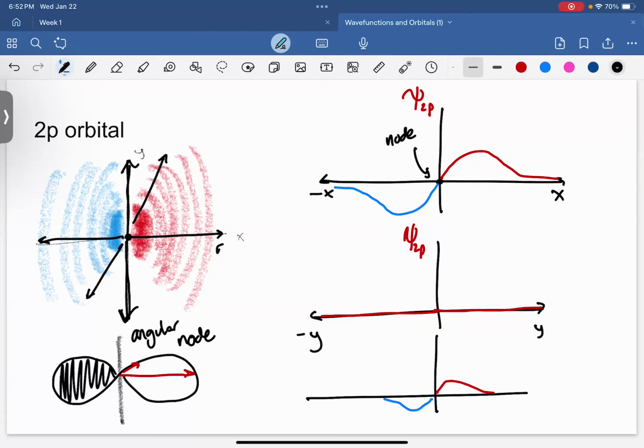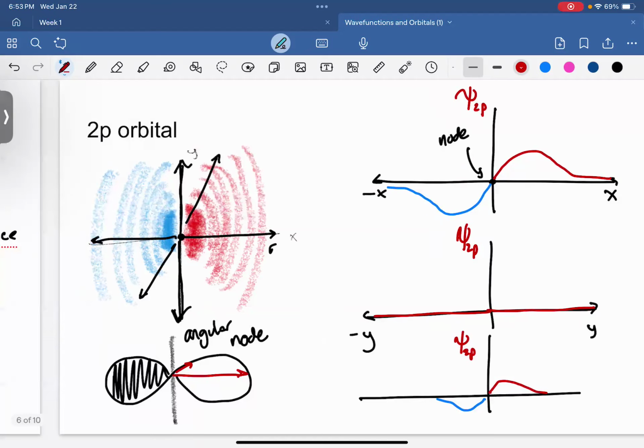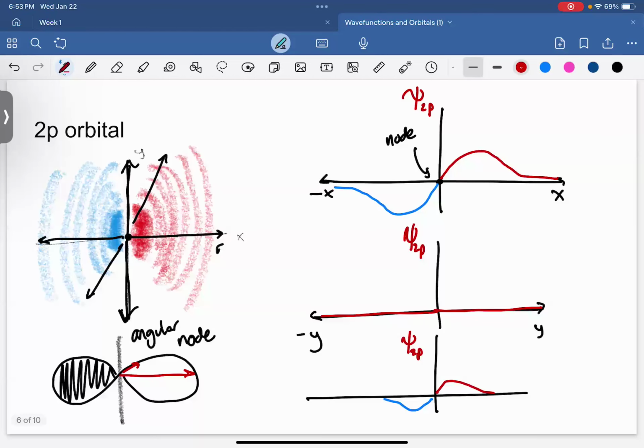But that's a little besides the point. The point that I mainly want to make here is that the second way of coming to an increased allowed quantized orbital level is by adding an angular node to this orbital. So we could either add a radial node or an angular node.